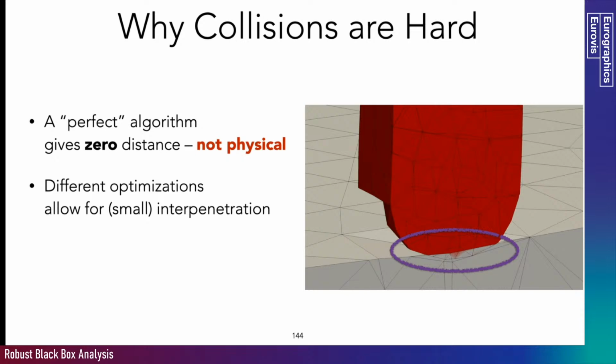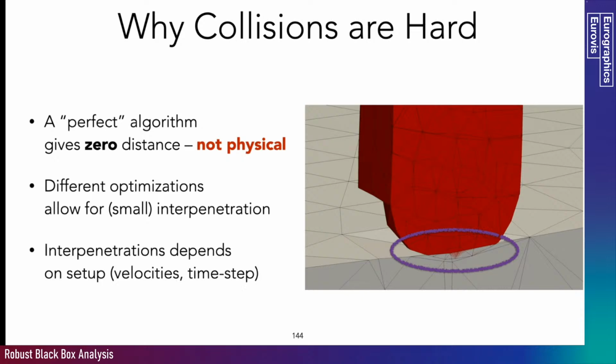And you can imagine the moment there is some little bit of interpenetration, if you are integrating over time, so running a transient simulation, this interpenetration will become larger and larger and create more and more problems. And the biggest problem about interpenetration is that their amount really depends on the setup. You can imagine that if you have large velocity in the beginning or large time step, it's more likely that stuff will interpenetrate and we'll have this problem.